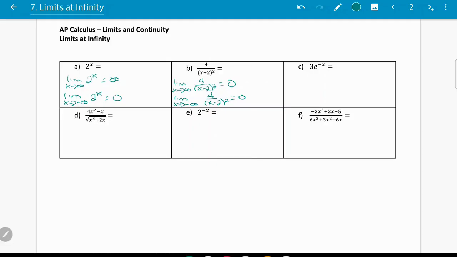We're going to skip C and E, and those are going to be in your questions in the Edpuzzle, actually D as well. For F, again, your limit as x approaches infinity of this, our function is bottom heavy, and so it's going to go to 0. And again, as x approaches negative infinity, it's still bottom heavy, so it's going to 0 as well.